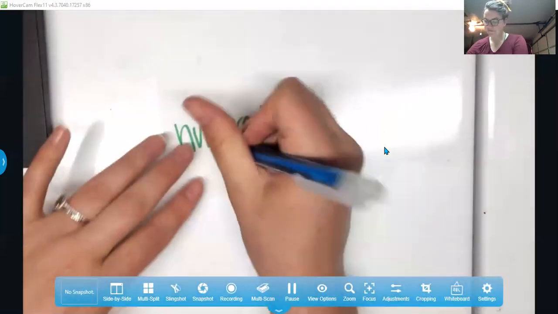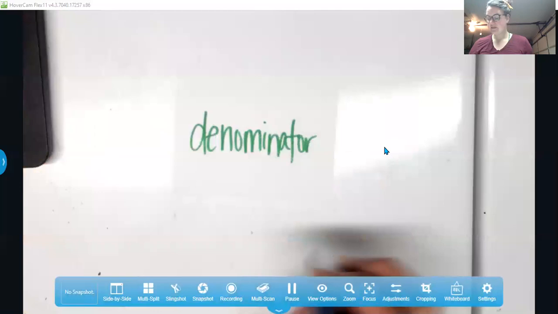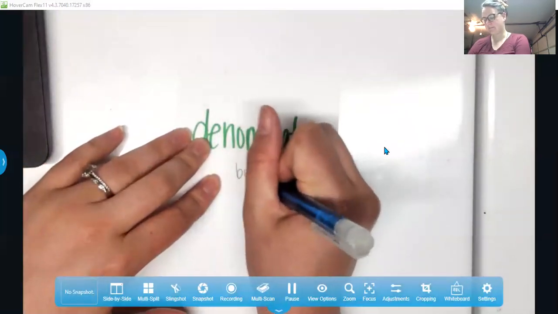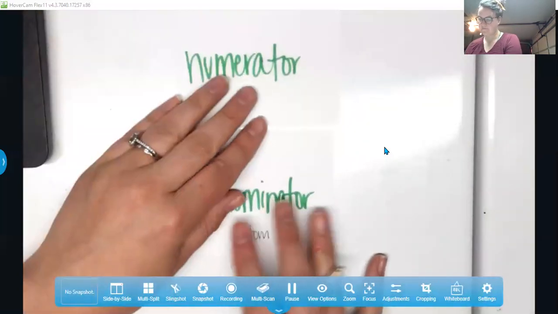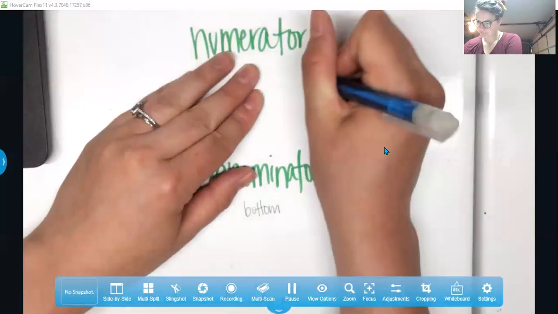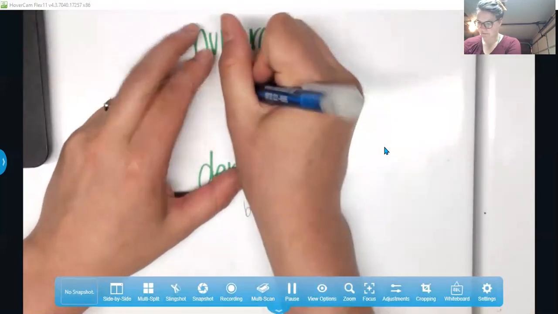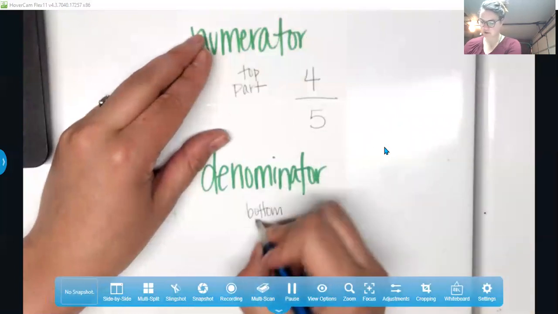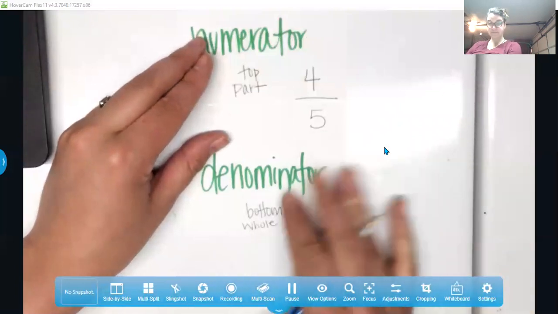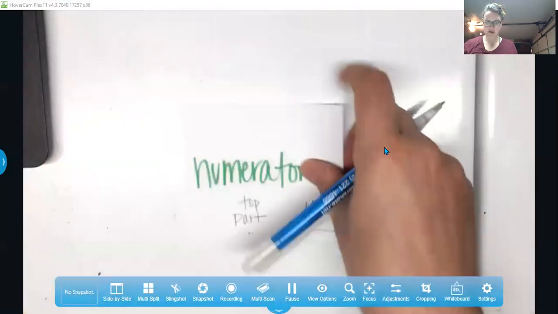Finally, the numerator is the top. We should know that one by now. And then the denominator, which is the bottom of your fraction. If this is my fraction, your numerator would be your part of your denominator, which is your whole. So we're going to look at some problems today that involve fractions and finding the equivalence of some fractions.